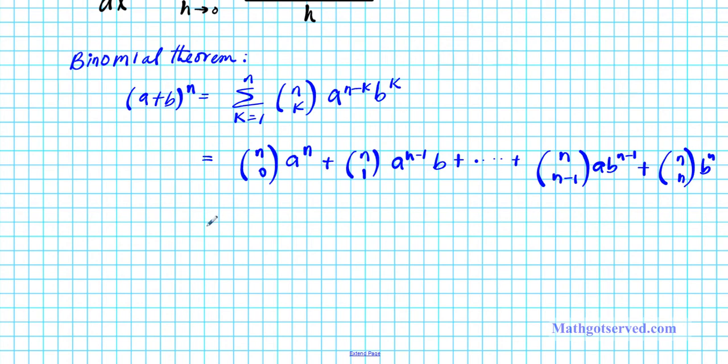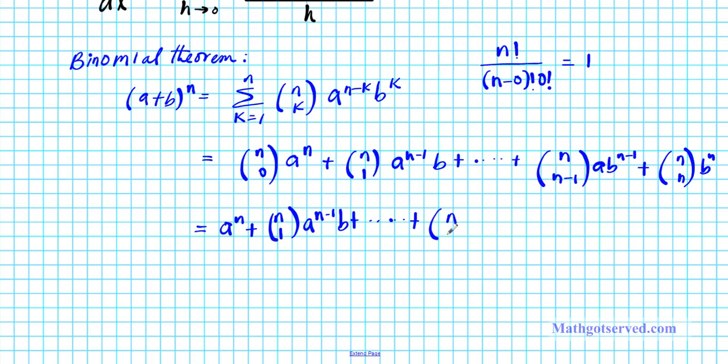If we want to simplify this further, this normally comes out to a to the n, because if you compute n choose 0, you're going to have n factorial over n minus 0 factorial, 0 factorial. You end up with 1. So this is just 1 plus n choose 1, a to the n minus 1, b, plus dot dot dot, plus n choose n minus 1, a, b to the n minus 1, and then when you compute this combination right here, you end up with 1, and you have b to the nth power here.